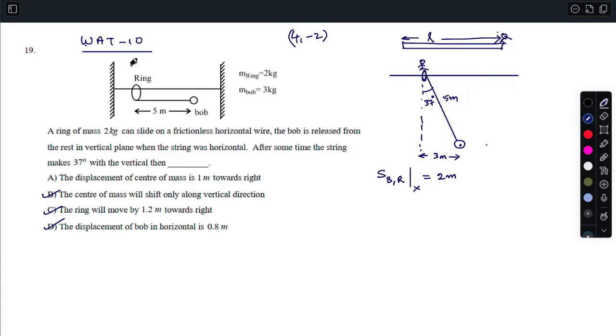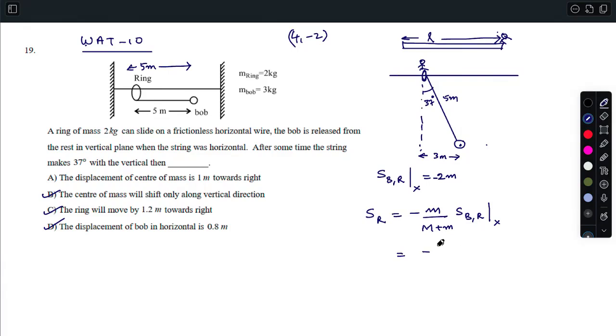Previously, with respect to the ring, you are 5 meter far along the X direction. Now with respect to the ring, you are 3 meters away. Now what is your displacement? 2 meter. In which direction? Leftward direction, minus 2 meters. Now the displacement of the ring is minus small m by capital M plus small m times the displacement of the bob with respect to the ring in x. Of course, the ring will have only x-direction displacement.